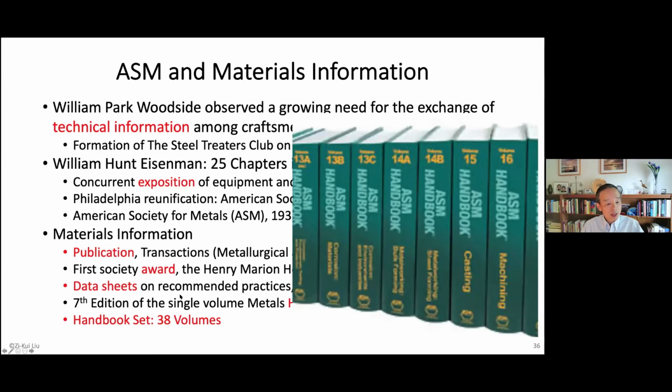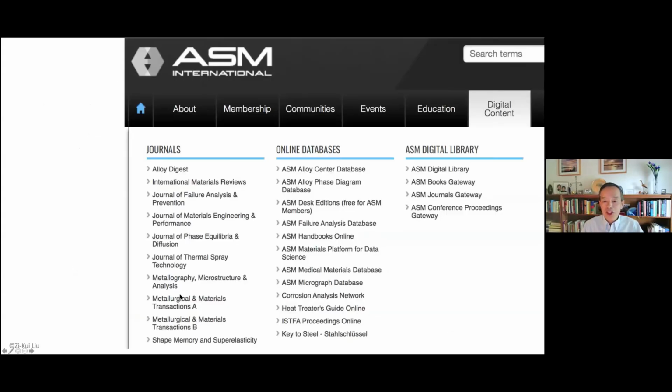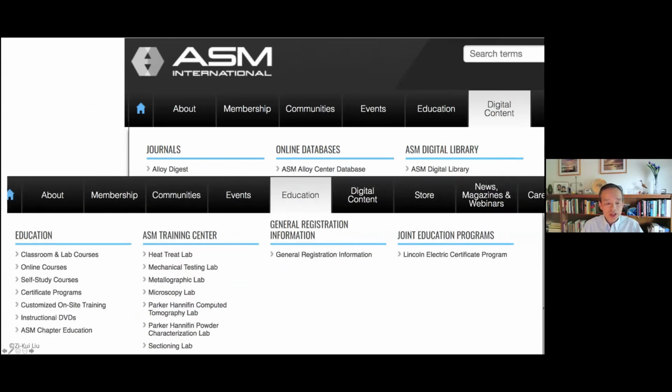And everybody, I mentioned digitization. Now, of course, you have to go digital, right? We have to go to digital database. We have journals, we have digital databases, we have digital library. And then if you go to the education, we have a lot of courses to teach. You have self-study courses, online courses, and classroom and in-person courses too.